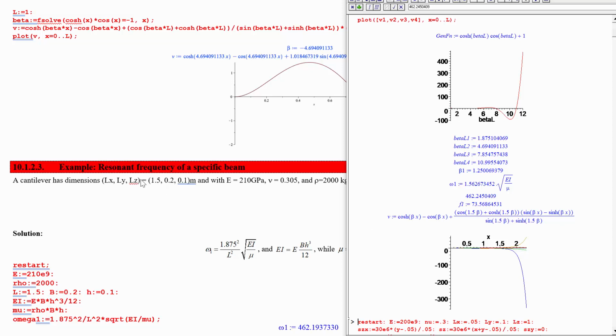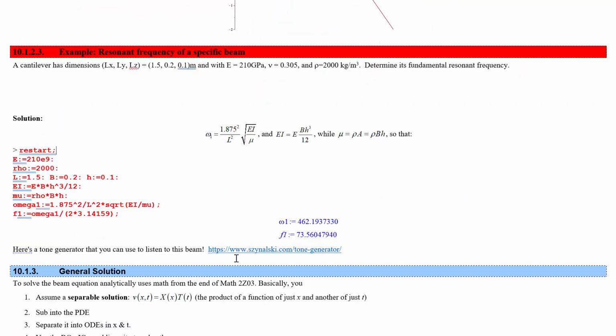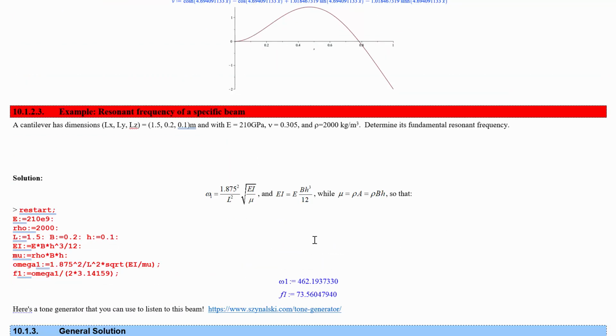Picture this. You get a 1.5 meter long beam that has the stiffness of steel but is lighter and has a width of 10 centimeters. And you hit this thing and it's going to make a sound like 74 hertz. Here's a site that you can use to hear what 74 hertz sounds like. This is not necessarily what the beam would sound like in its entirety, because at least at first you're going to hear the higher frequency responses too.